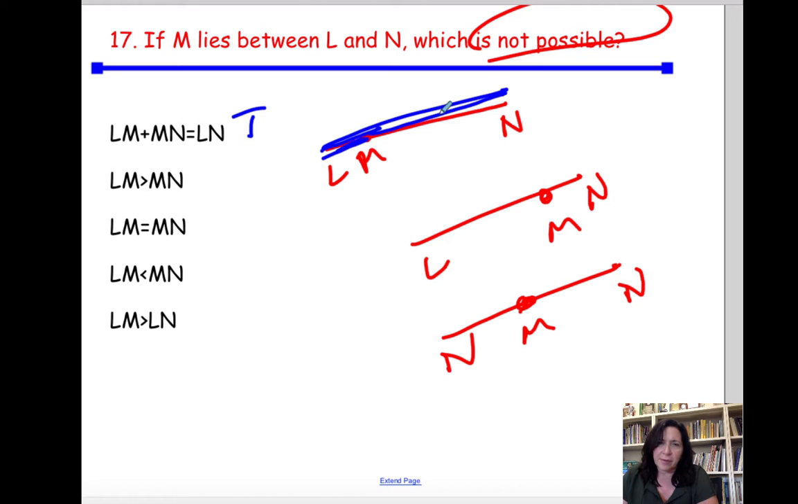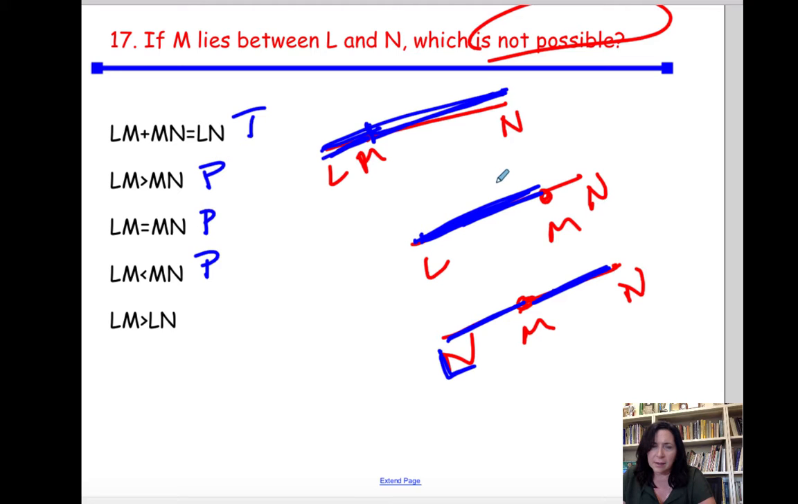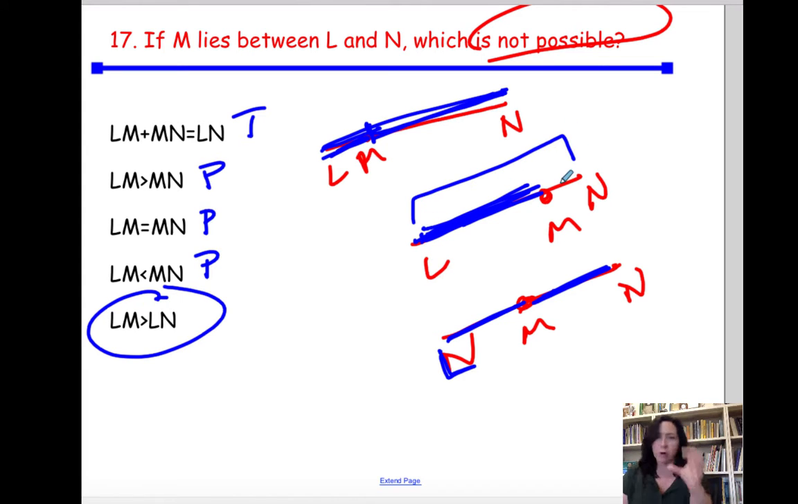LM is greater than MN. If it looked like this, that's totally possible. LM is congruent to MN. That's possible if M is in the middle. LM is less than MN, possible. LM is greater than LN. Well, that's not possible because you're not going to have a part of the whole bigger than the whole. So that's no.